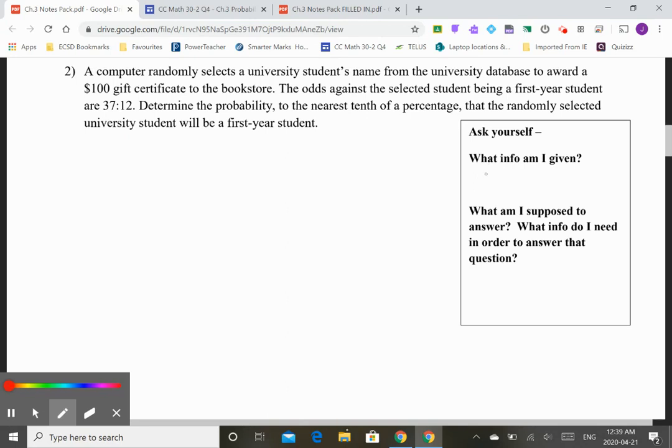We are given odds against, which means we are given the unfavorable outcomes versus the favorable outcomes. What are we supposed to answer?